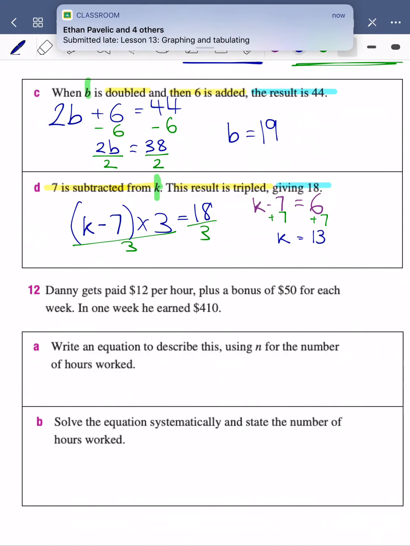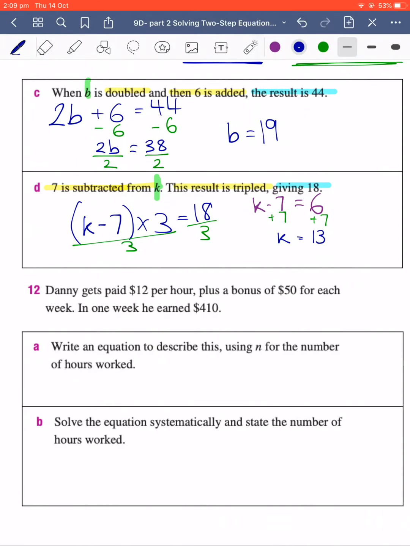Beautiful. Last one. So Danny gets paid $12 per hour. Really important. So $12 per hour, not so bad. He gets a bonus of $50 for each week. And we have been told in 1 week he earned this much. So that's going to be our total. So let's write down our total, which was 410.